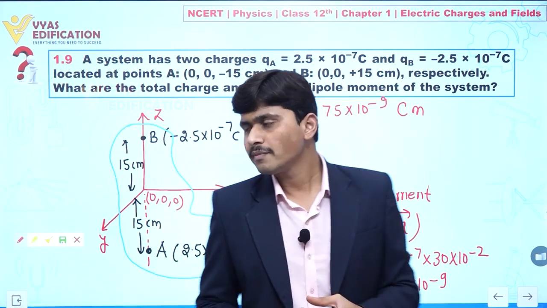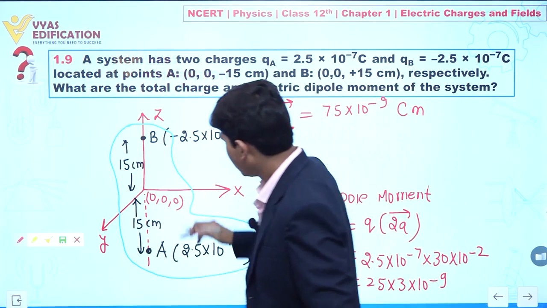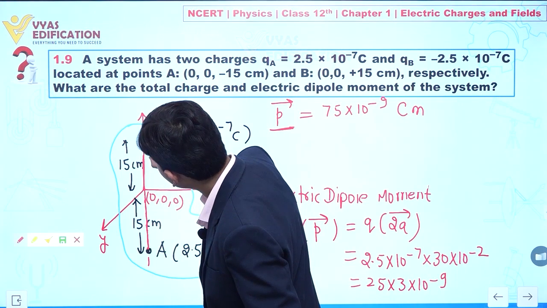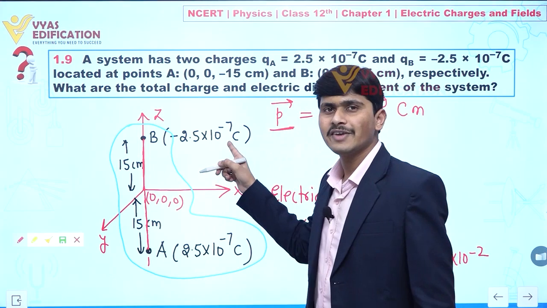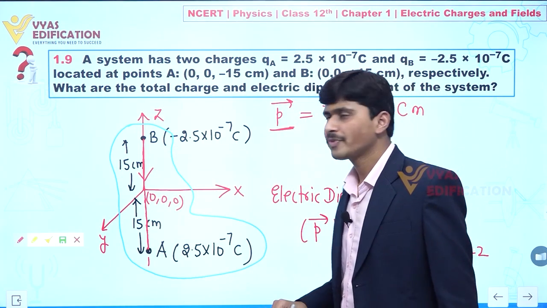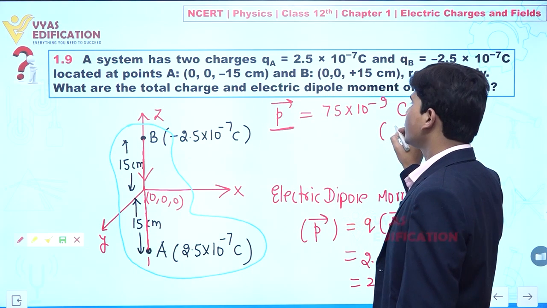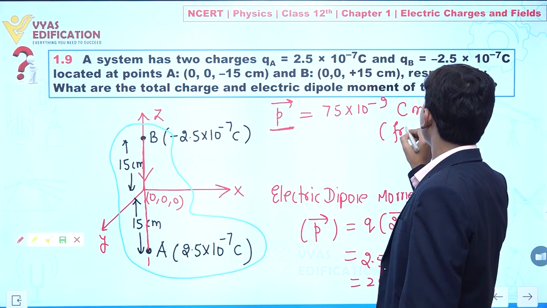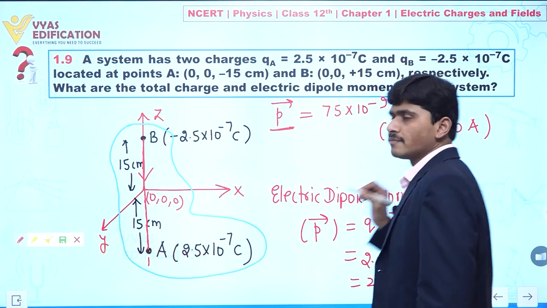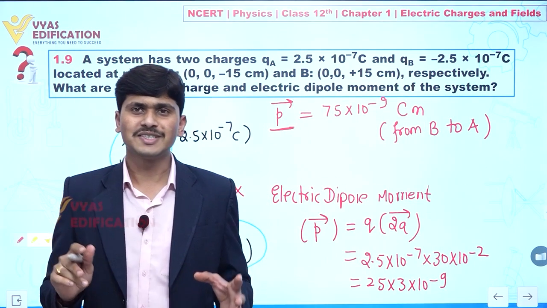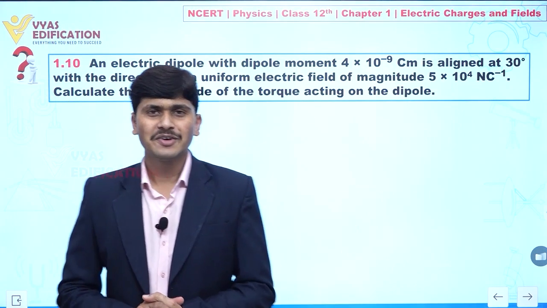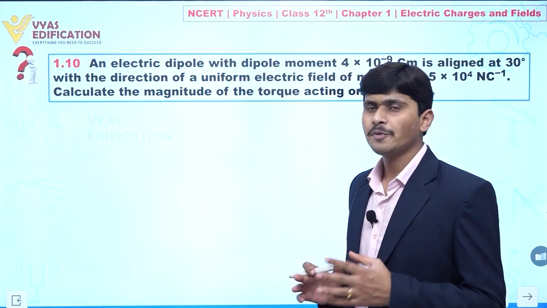So in this diagram, what is the direction of the electric dipole moment? We have the negative charge at B, so the direction is from B to A. Yes or no? Minus q charge to plus q charge. Clear? So this is all about this question. Now dear student, we are going to discuss question number 1.10.